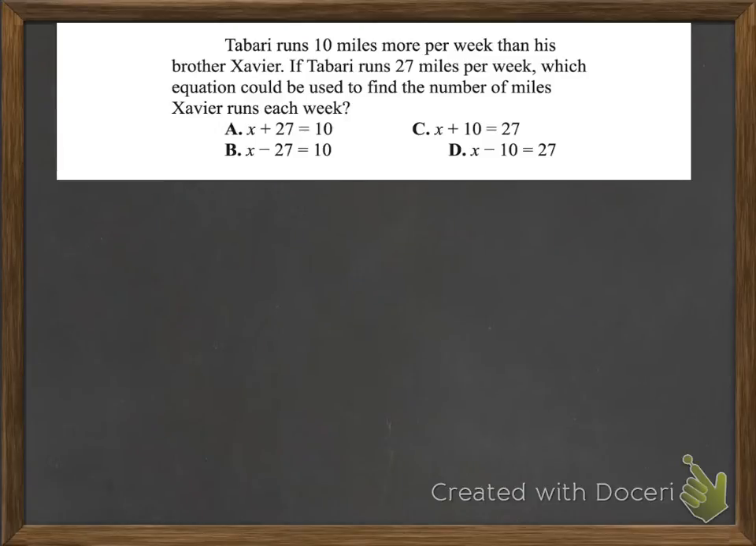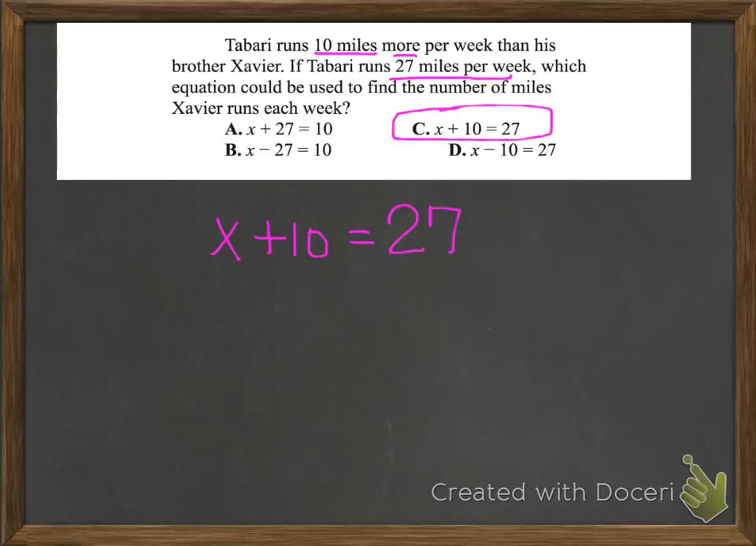On this problem, it says Tabari runs 10 miles more per week than his brother Xavier. So let's go ahead and first start by, okay, Tabari runs 10 miles more. Remember, more than, less than, greater than, fewer than. So we know it's going to be 10 miles more per week than his brother Xavier. So if we write X for Xavier, we know it's going to be X plus 10 equals something. Then it says if Tabari runs 27 miles per week, well, that's what we put there, our 27 miles per week. Which equation could be used to find the number of miles Xavier runs each week? Well, Xavier could be found by taking X plus 10 equals 27. So you can see that that is our answer here for C. So that would be correct.